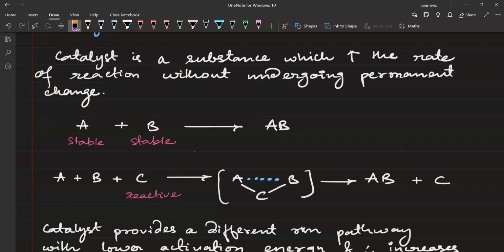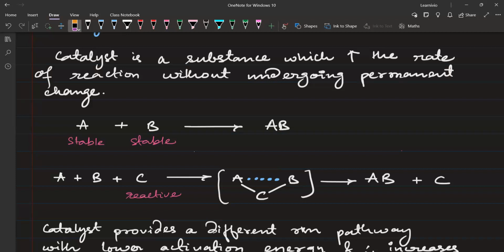So we will introduce something that is very reactive, and that is a catalyst. The catalyst is going to react with A and B. It is going to make a bond with A, and it is going to make a bond with B, and it will bring A and B closer. Now listen: A in itself was stable, B in itself was stable, but now when A is making a bond with catalyst C and B is making a bond with catalyst C, these will be relatively less stable, and they are also very close to each other. Since they are close to each other, they can react with each other. They will form AB, and C comes out unchanged. So it takes part in the reaction, but it does not undergo permanent change.